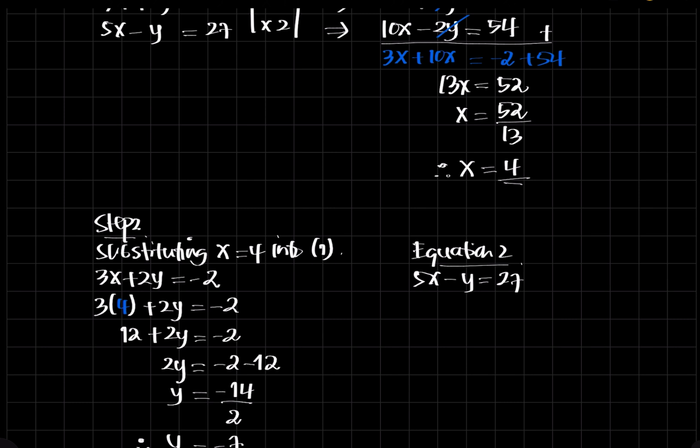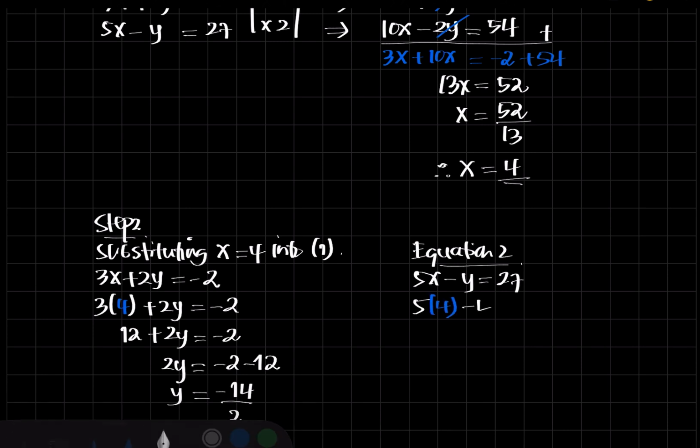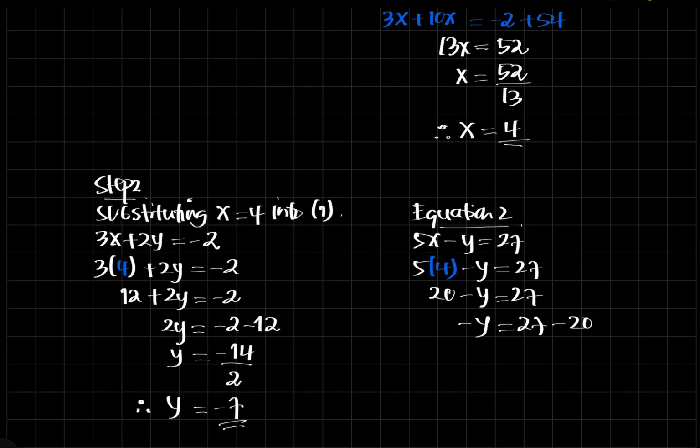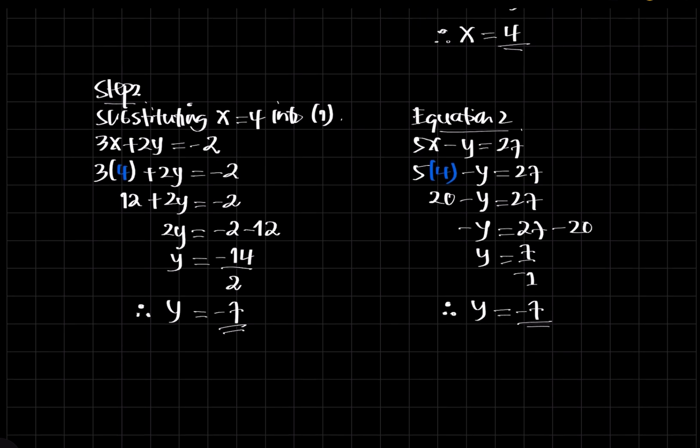5 times 4 minus y equals 27. So this is 20 minus y equals 27. Negative y equals 27 minus 20. So then y equals 7 over negative 1, that's negative 7. So the answer is the same for both equations.